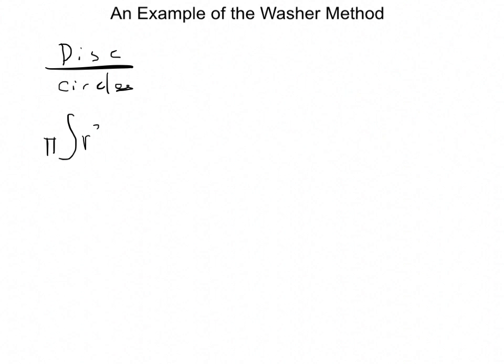So the previous few days' lessons have been about using the disk method to find volume, right? The disk method happens when the cross sections are circles, right? And when they're circles, the way the disk method works is we really just take pi times the integral of radius squared times the thickness. The reason we do that is that the area of a circle is indeed pi r squared, and then we're just multiplying by some sort of thickness, right?